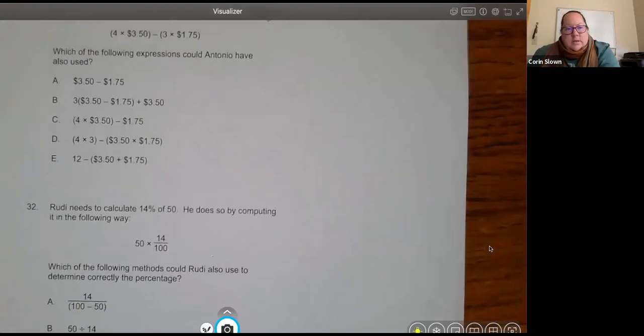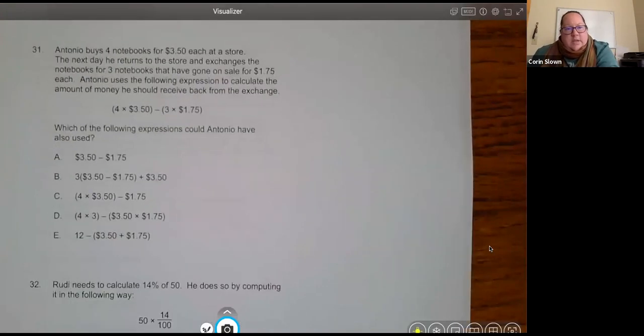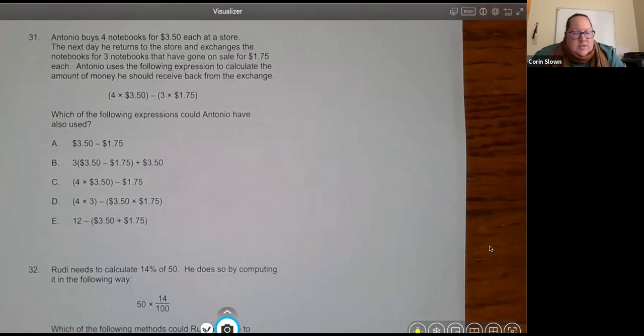All right. Okay, so Antonio buys 4 notebooks for $3.50 each at a store. The next day he returns to the store and exchanges the notebooks for 3 notebooks that have gone on sale for $1.75 each. Antonio uses the following expression to calculate the amount of money he should receive back from the exchange. So 4 times $3.50 minus 3 times $1.75. Which of the expressions could Antonio also have used?